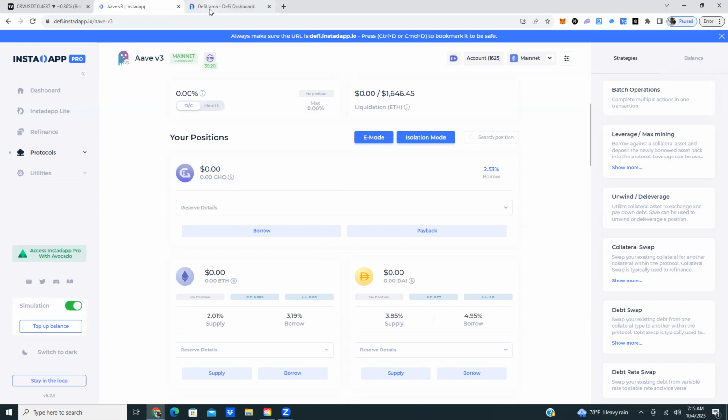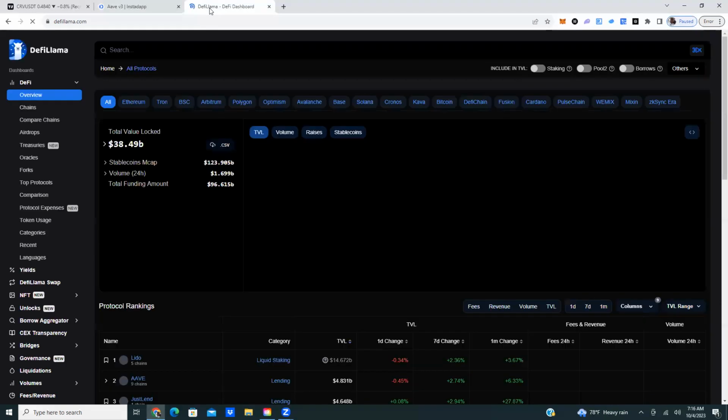So the next thing that I want to do is take a look at some other platforms on the Ethereum blockchain. And the best way to do that is through a platform called DeFi Llama.